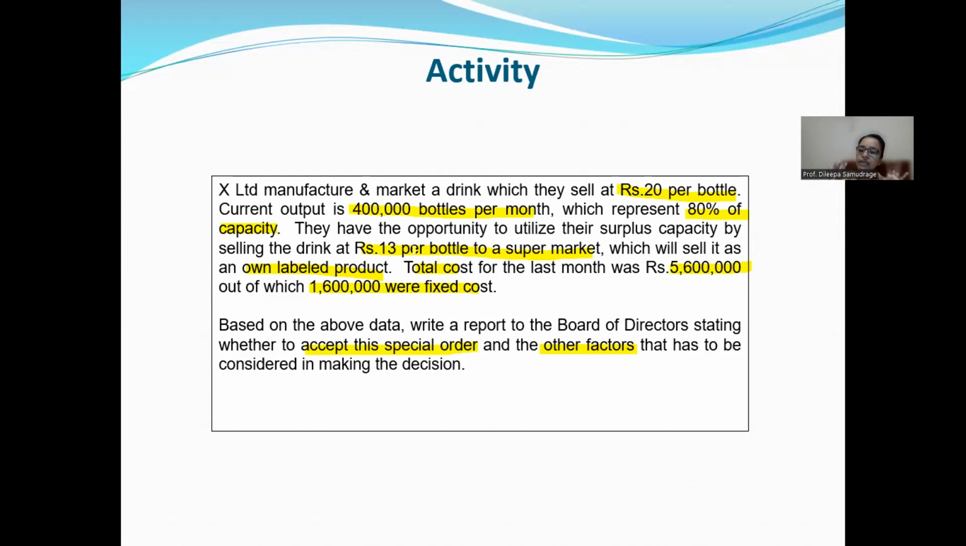So these calculations are, I mean, easy. But the issue is how we are going to present it to maybe the managers or the top managers. So that is very important. So therefore, you have to explain it very clearly, right?